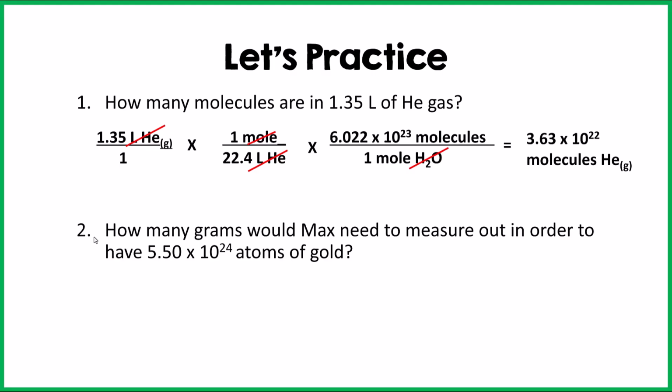How many grams would Max need to measure out in order to have 5.50 times 10 to the 24th atoms of gold? So again, pause the video, do your calculations, and then come back and check.